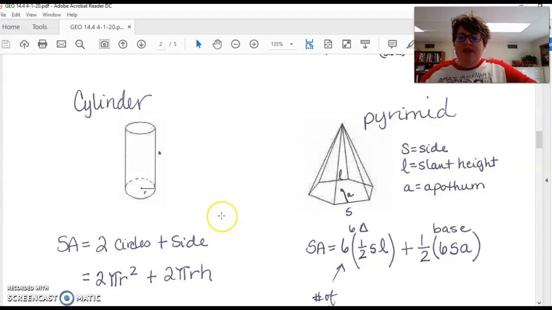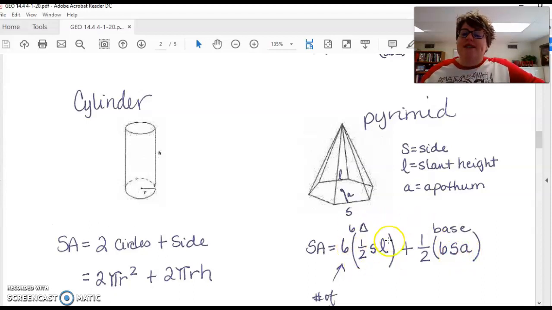Your pyramid, again, this one gets kind of crazy, but you have to remember basically all it is is the area of your base. So the area of your base is your 6, the number of sides, times 1/2. Wait, I'm doing triangles right now. Sorry, my bad. Okay, so your 6 triangles plus the area of your base. So the area of your base is 1/2 times 6 times S times A. S again is your side, A is your apothem.